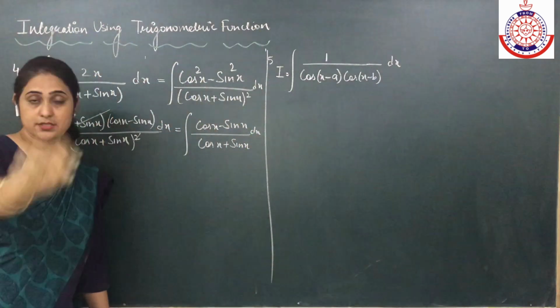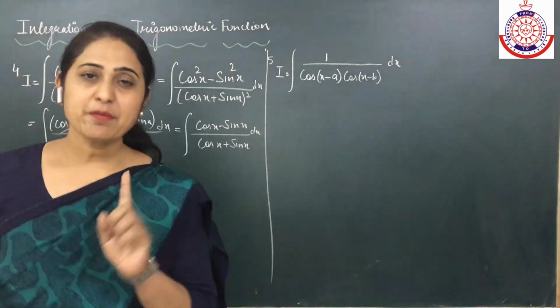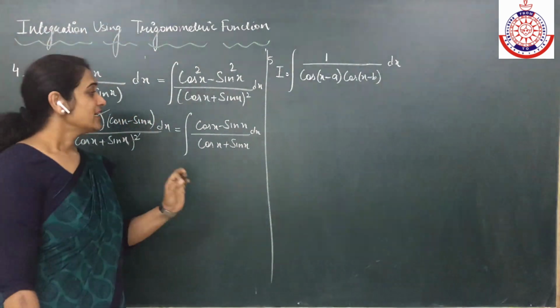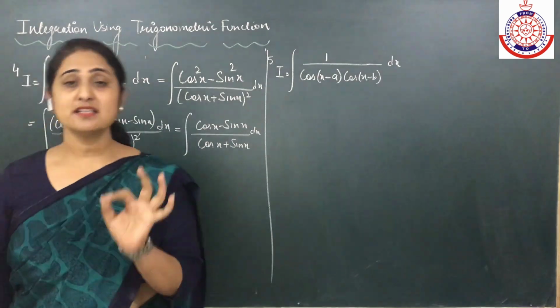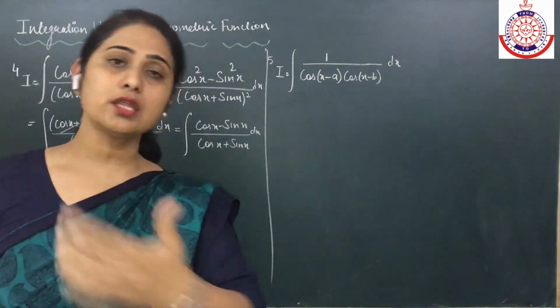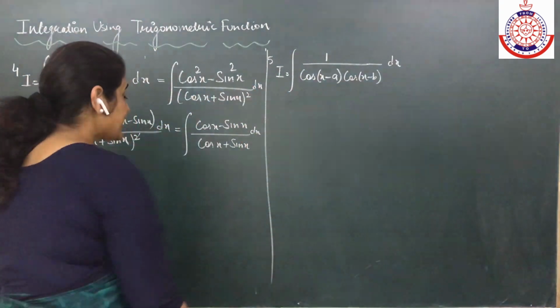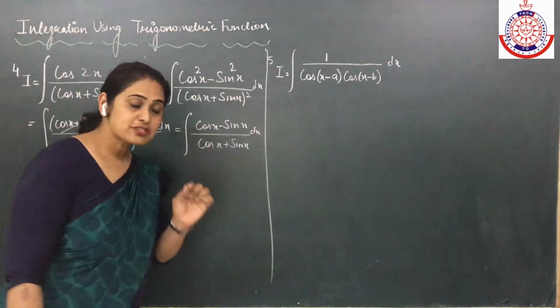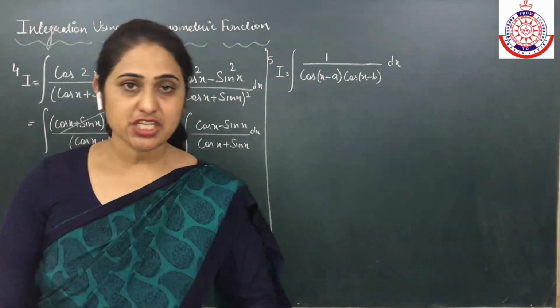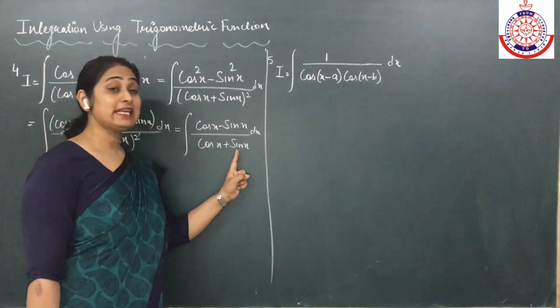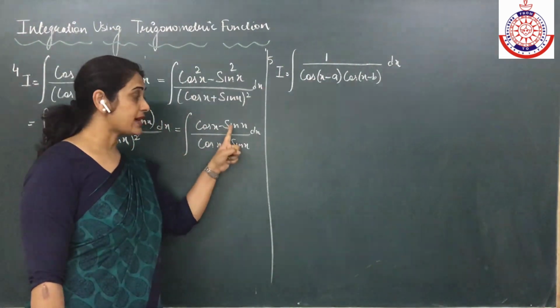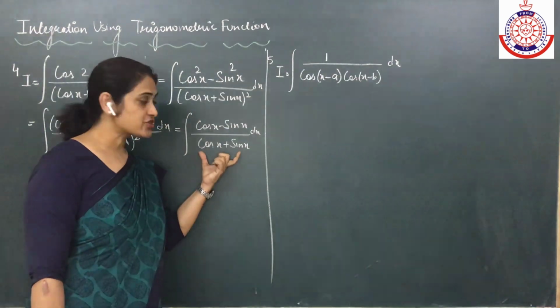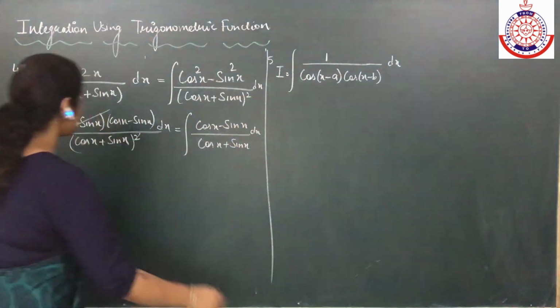Now what to do, students? As I told you in my previous lecture, the substitution method is the one method which will be applicable in all other methods of integration. Is it clear? So that means I have to think that now I have to substitute that function whose differentiation is given. What is the differentiation of sine? cos, and differentiation of cos is minus sine. That means this is my function and this is the exact differentiation.